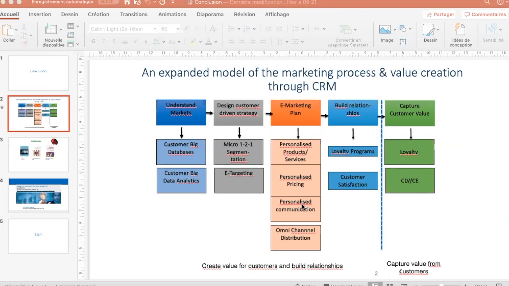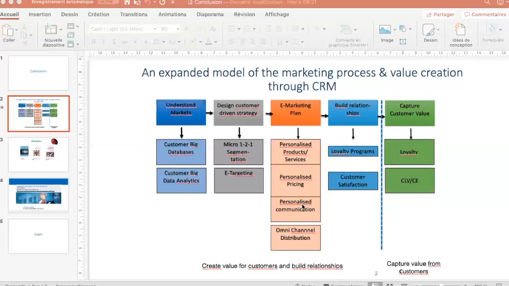If you take the example of a smartphone today, it is not only sold, for example, if you take Apple, in the Apple store. You can buy it in a mass distribution store, in specialized distribution stores, and in exclusive distribution, the Apple store. So omnichannel means that the product is available everywhere.